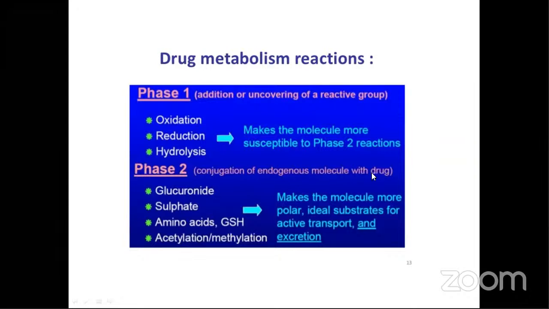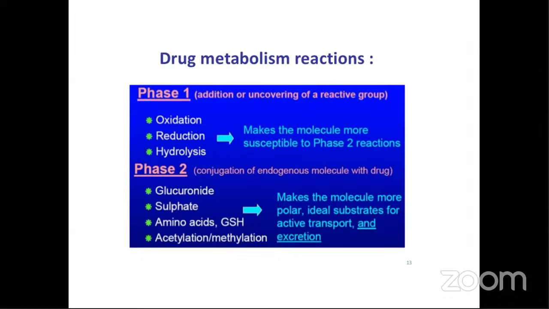They are present inside the body system. They will conjugate with the drug and finally be excreted. Under phase 2, you have glucuronide conjugation, sulfate conjugation, amino acid conjugation, acetylation or methylation. Any of these processes can take place in phase 2 with the drug substances, and that makes the molecule more polar. First they are non-polar, converted to a more polar drug, and finally excreted through the kidney. So this is the total process, phase 1 and phase 2.